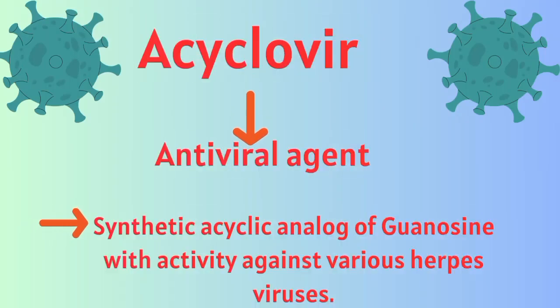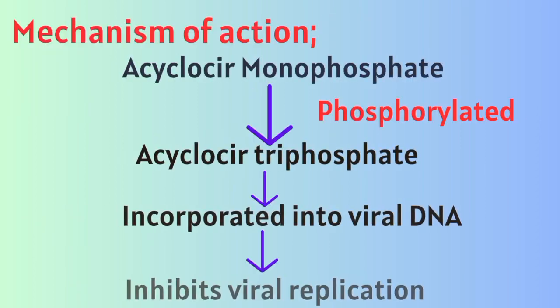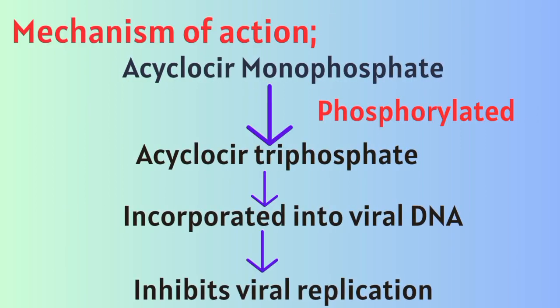Today's topic is acyclovir. Acyclovir is an antiviral agent. It is a synthetic acyclic analog of guanosine with activity against various herpes viruses. The mechanism of action of acyclovir is that acyclovir monophosphate is phosphorylated to the triphosphate, where it becomes incorporated into viral DNA and inhibits viral replication. In short, we can say that it inhibits viral DNA polymerase synthesis.